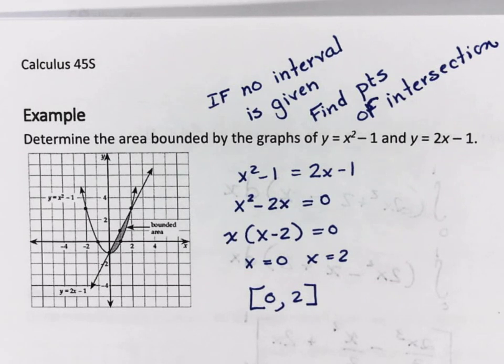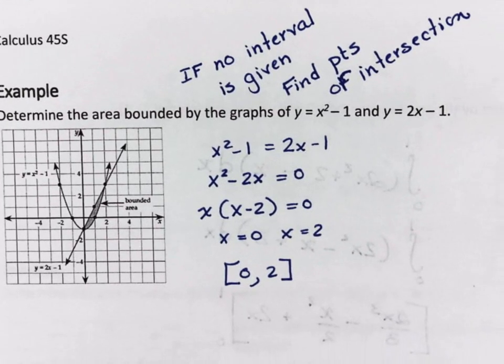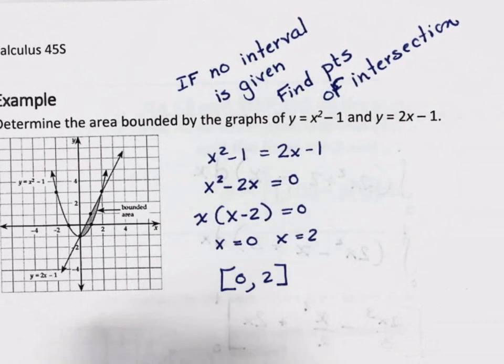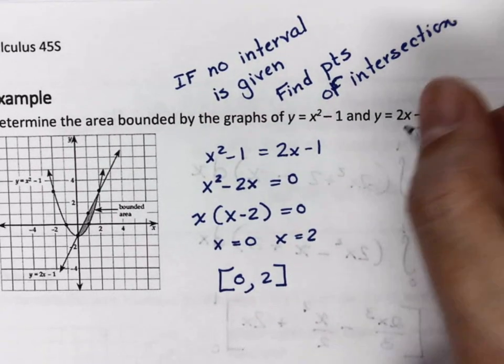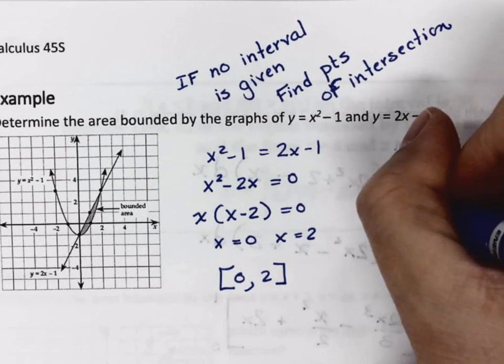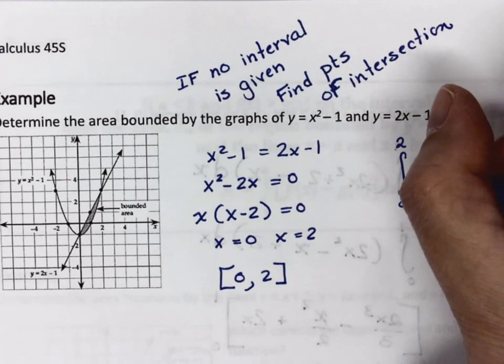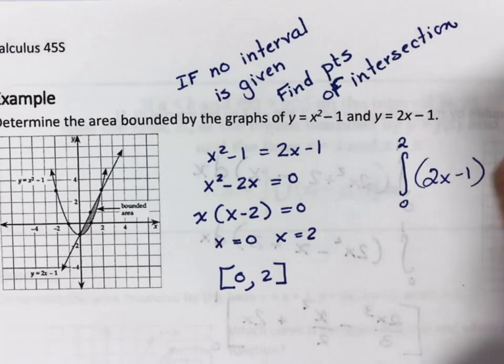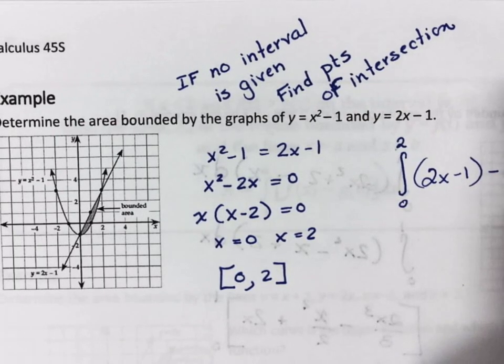So over that interval 0 to 2, there's only one upper function. It doesn't switch or anything like that, so we don't have to do it multiple times. Which one's the physically higher graph on that interval? The 2x minus 1, the linear one is. So there's nothing real different with the math that we're about to do. It was this part that was different. No interval was given, so find your points of intersection. So 0, 2, we've got 2x minus 1, subtract x squared minus 1.